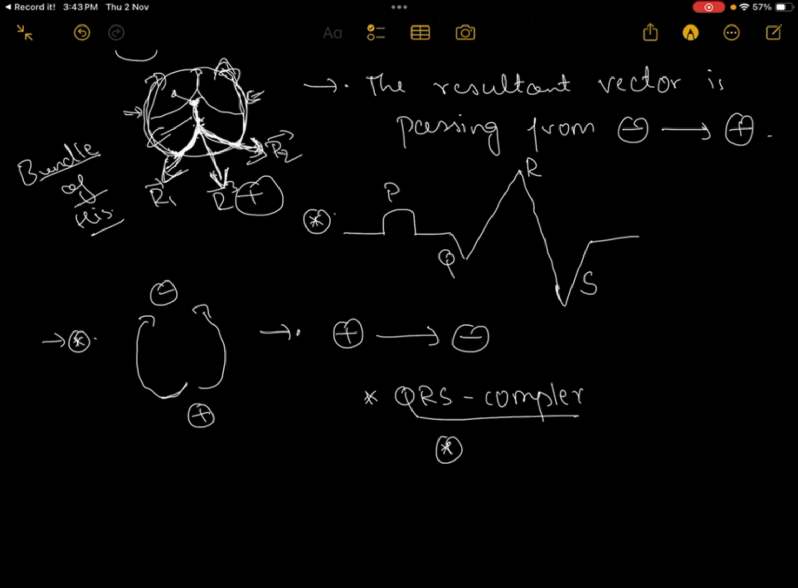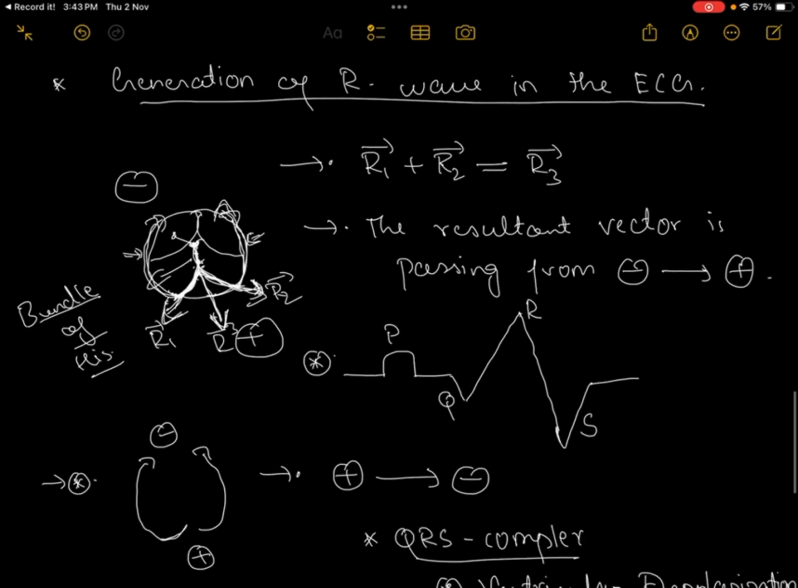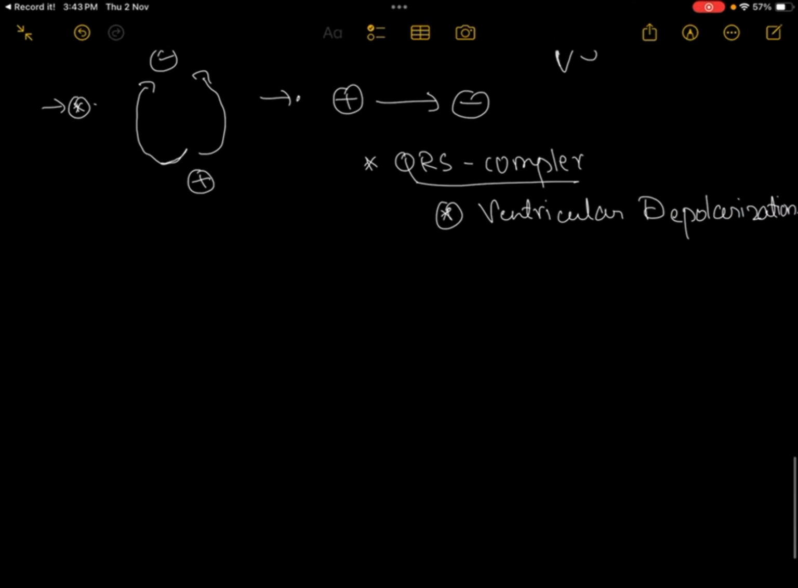QRS complex represents the ventricular depolarization.